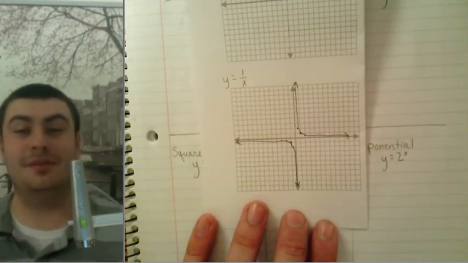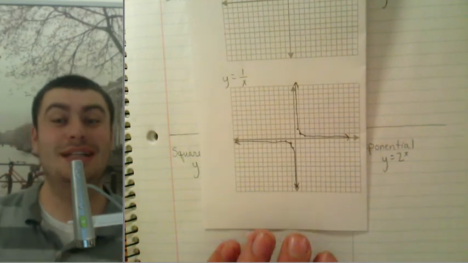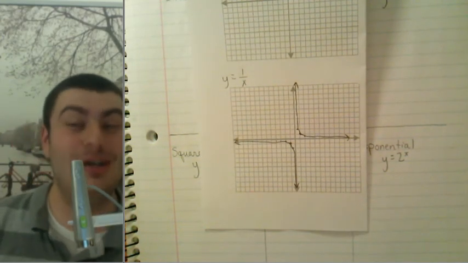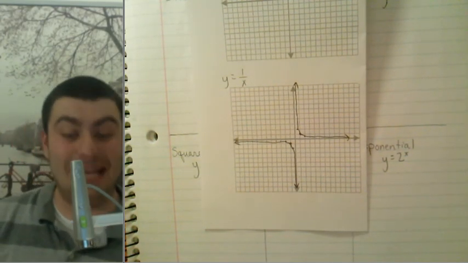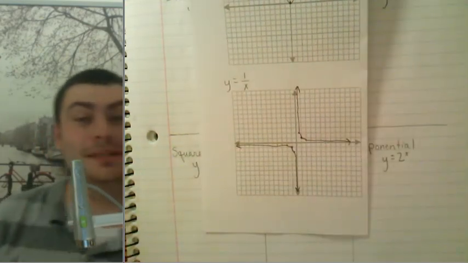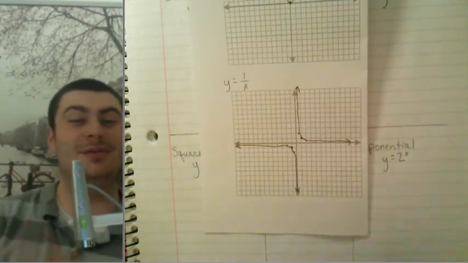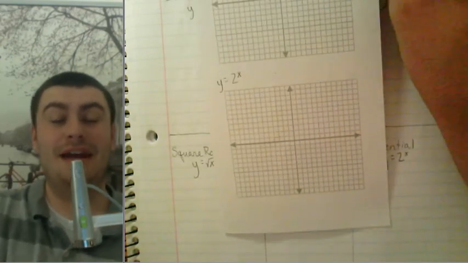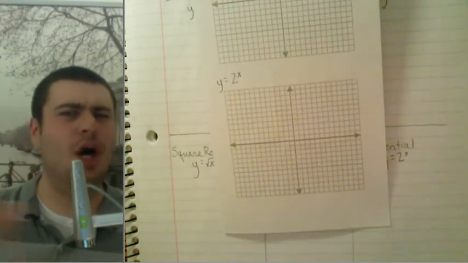So a graph of our rational expressions is going to look like this, more or less, where there's an asymptote where the lines cannot cross, going up and down at x equals 0, and also at a horizontal value that we'll talk about later.